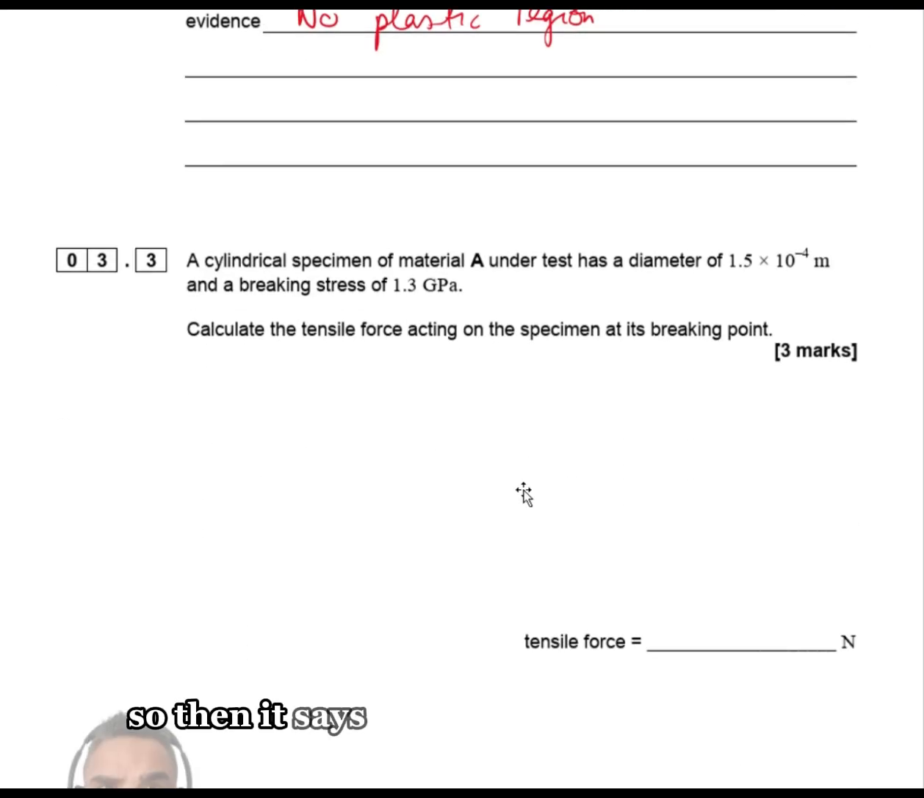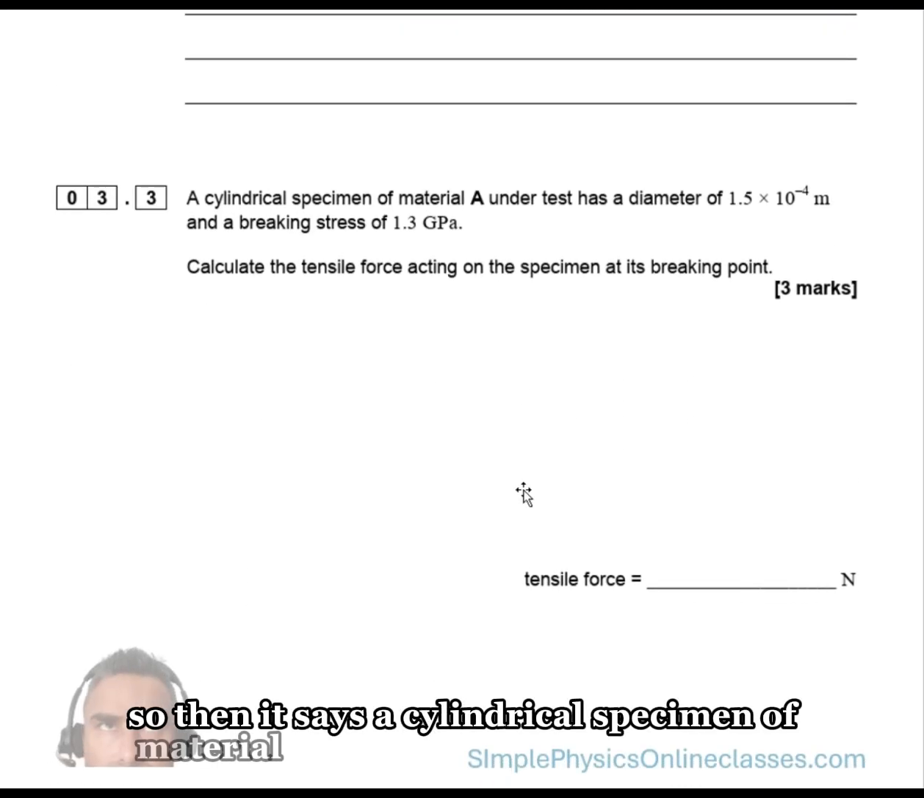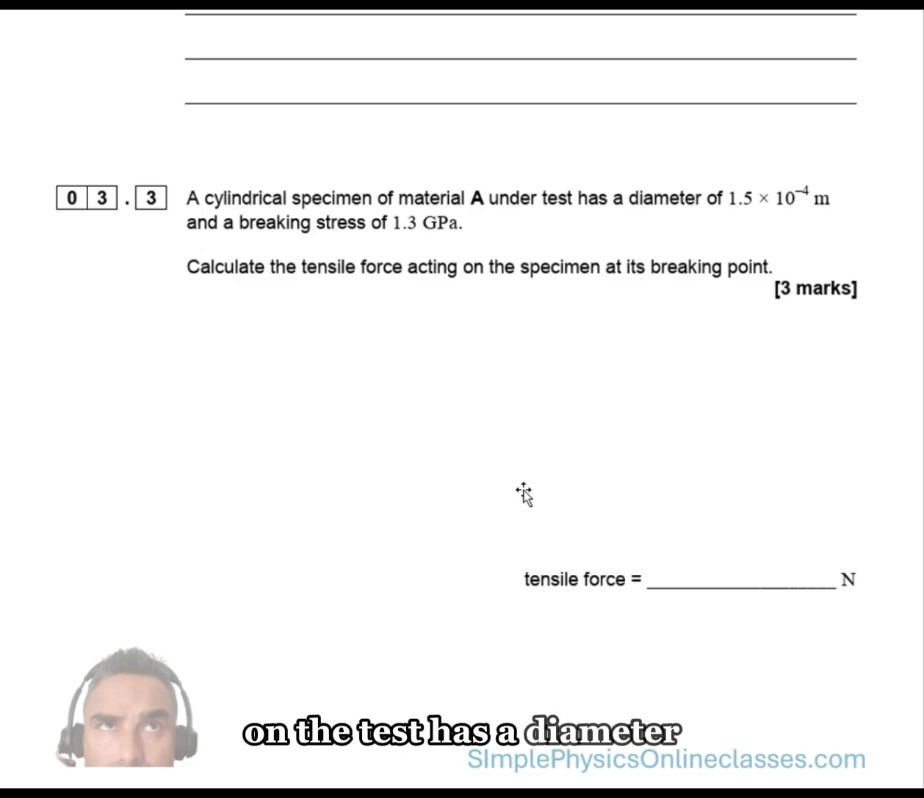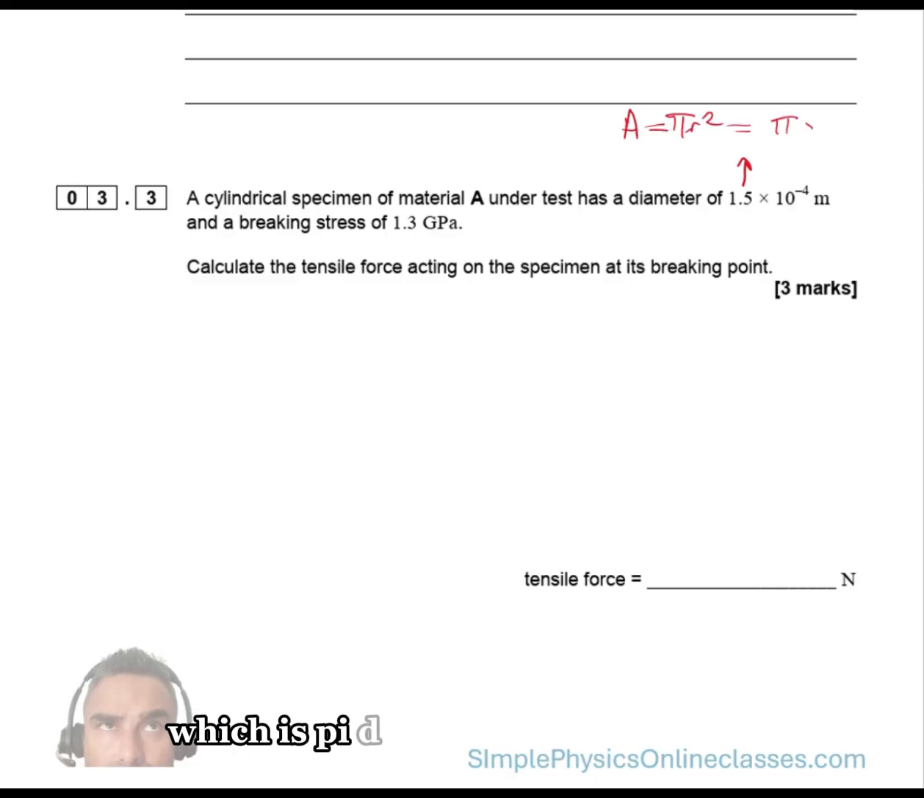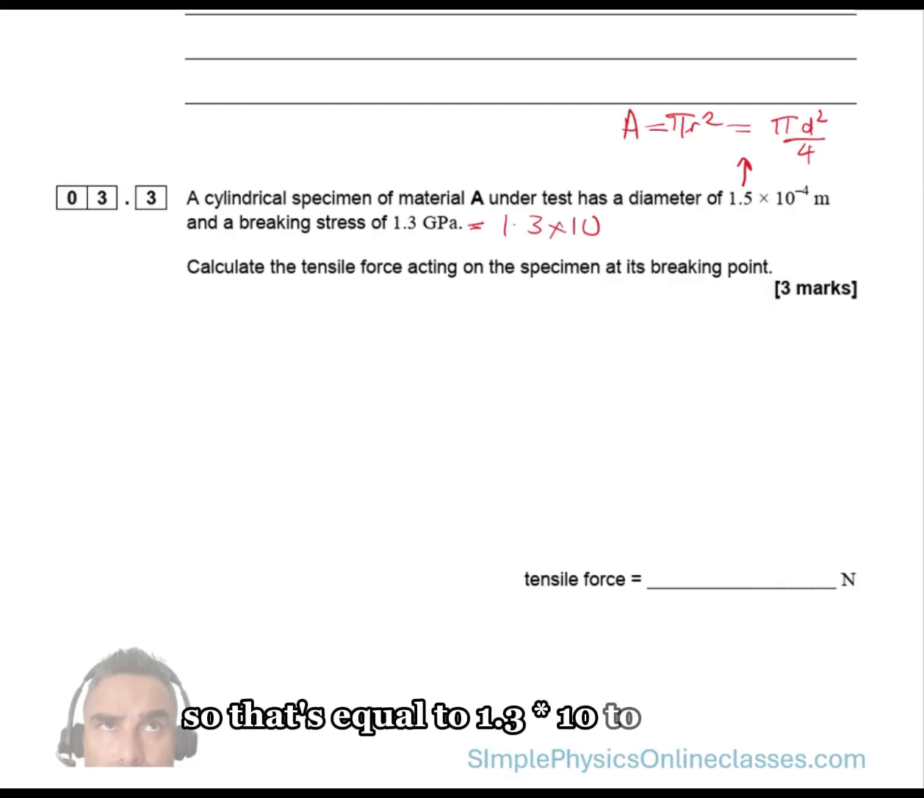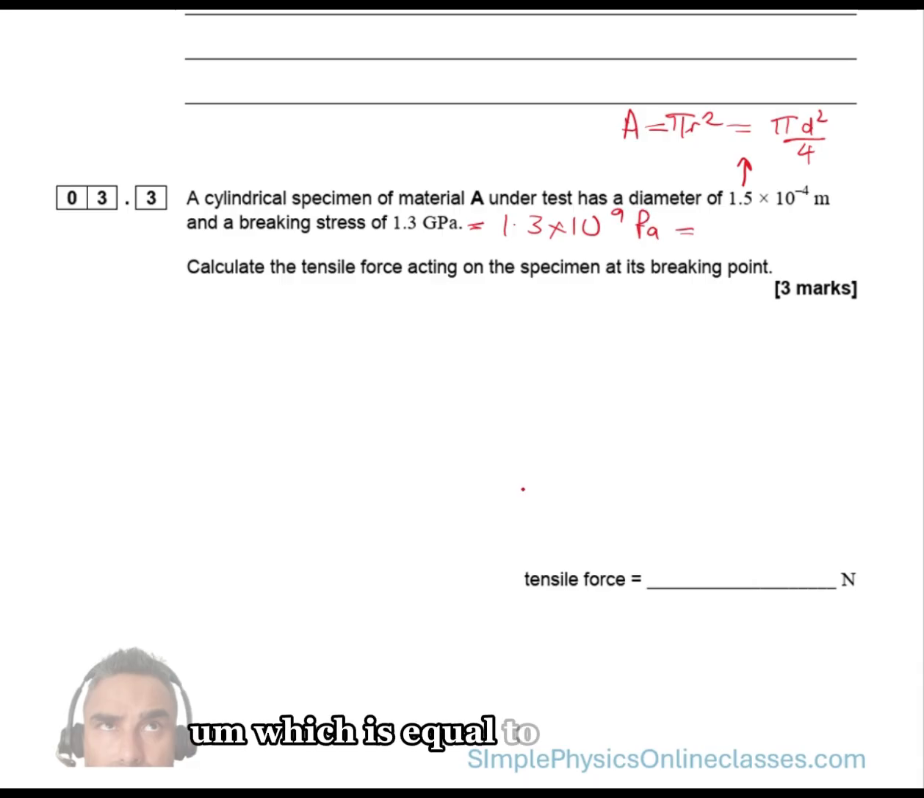Then it says a cylindrical specimen of material A under test has a diameter. Where do we use this? We use this in the area, which is pi r squared, which is pi d squared over 4. And a breaking stress of 1.3 times 10 to the 9 pascals, which is equal to your stress, which is equal to force over area. So I think I pretty much answered it. Work out F.